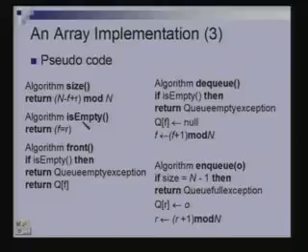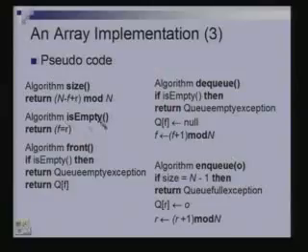Is empty. This is a method, and we said the queue is empty if F equals R, right? There was this ambiguity, recall? But we said we will never add more than n minus 1 elements into the queue. So if F equals R, that means the queue is empty and not that it is full. So if F equals R, we'll return true for this method.